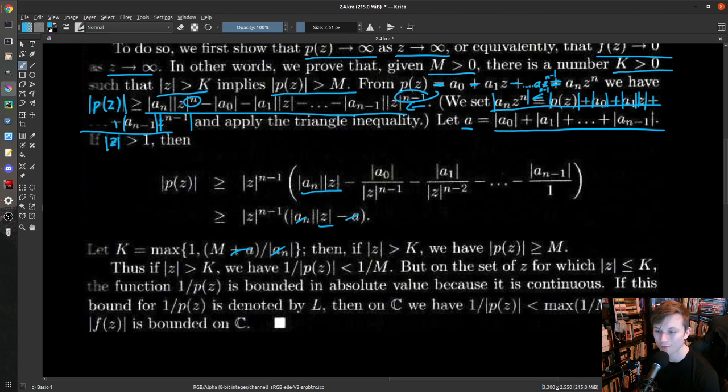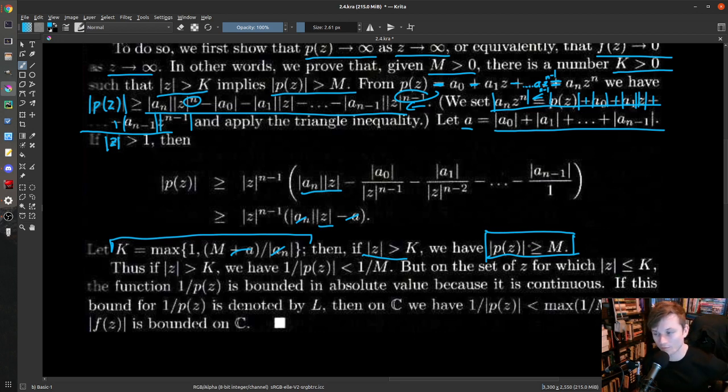Now, if we're plugging this piece in, it means that z is at least bigger in modulus than 1. So that's certainly something to the n minus 1th power that's greater than 1, which is going to be bigger than 1. So it's something bigger than 1 times m, which is definitely bigger than m. So we can at least say that the modulus of p of z is greater than or equal to m when the modulus of z is greater than k, for k chosen in this fashion.